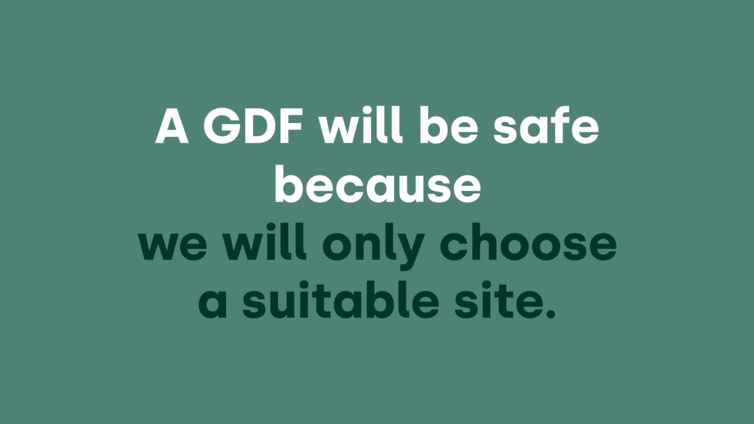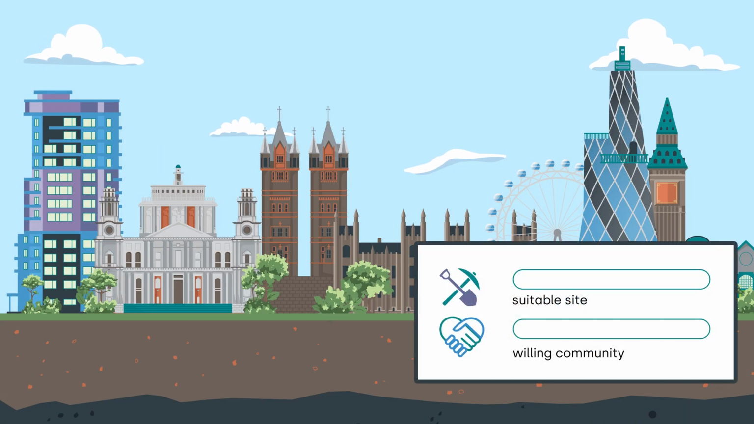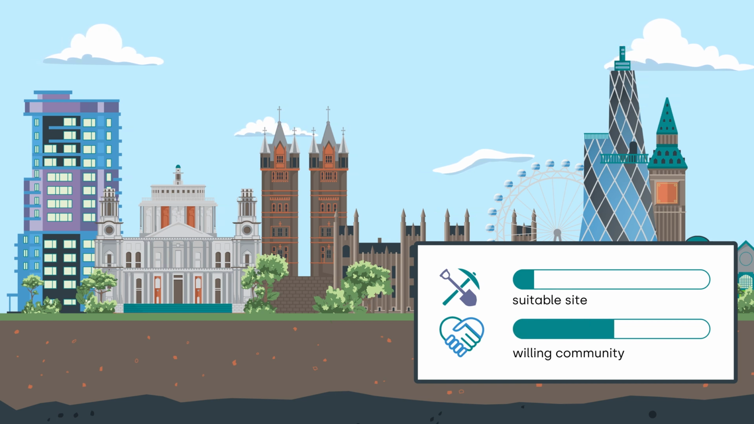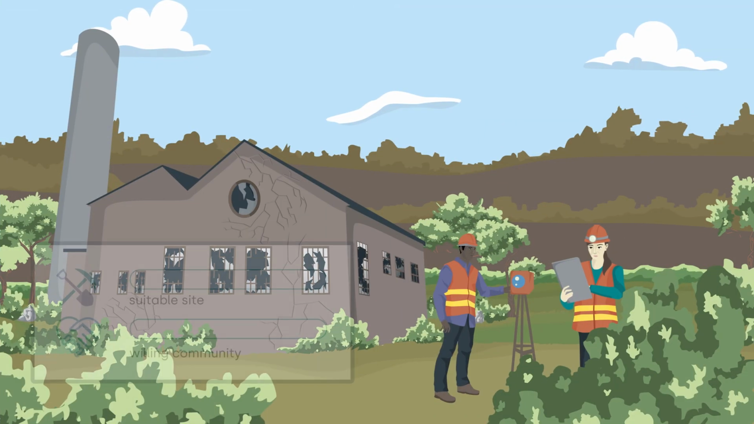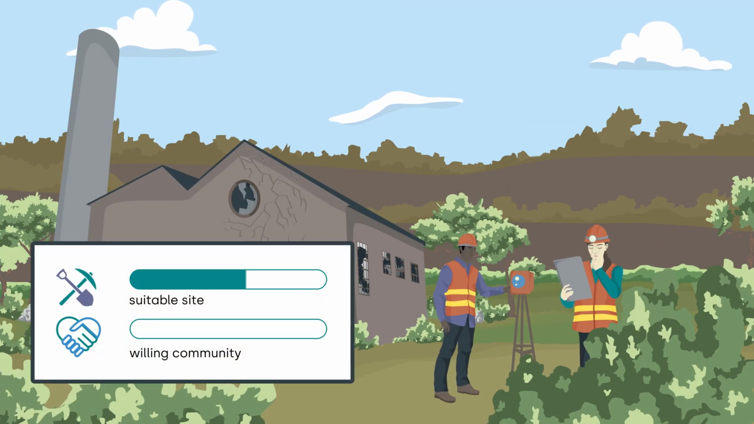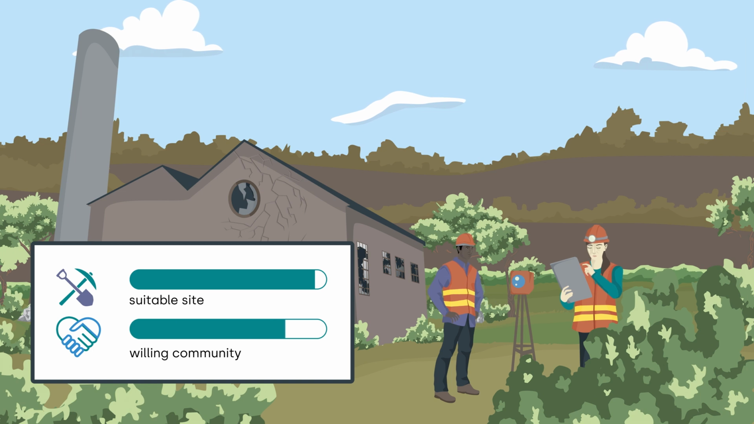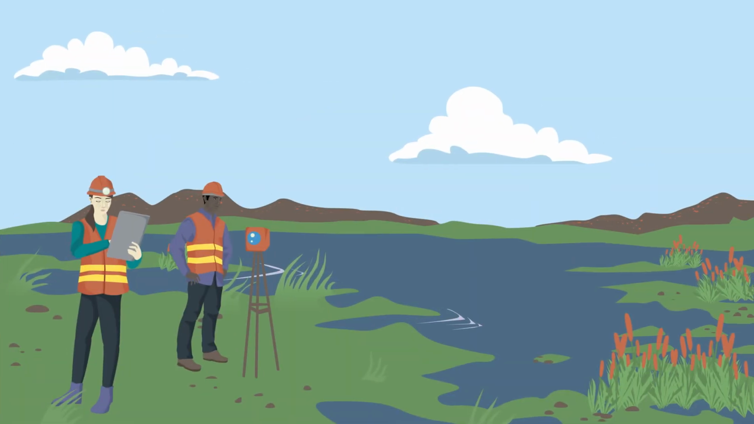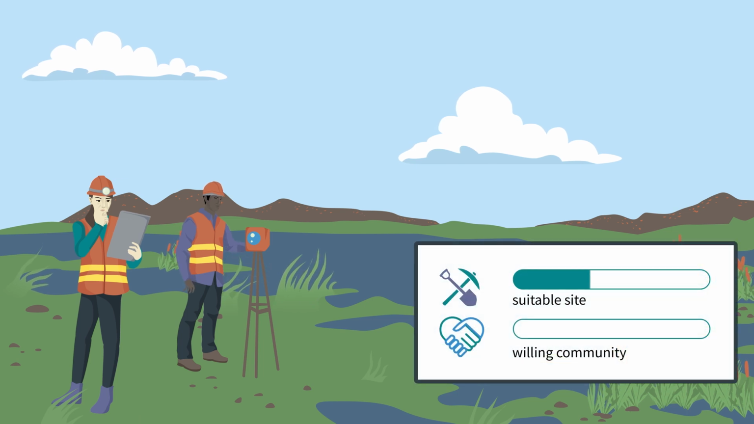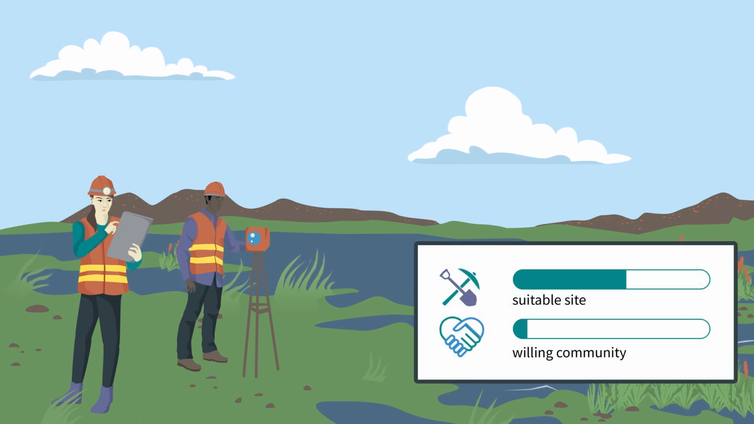A GDF will be safe because we will only choose a suitable site. We will only consider constructing a GDF at a site where we can prove it's safe and secure, and where a community is willing to host it. We'll analyse the rock at the specific site and design the engineered barriers to make best use of the geology. The site will be tested for suitability at every stage to ensure its long-term safety.